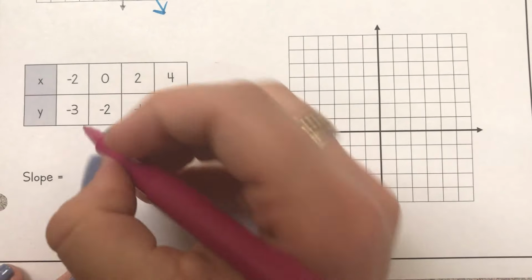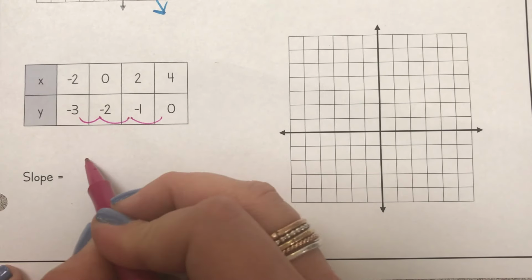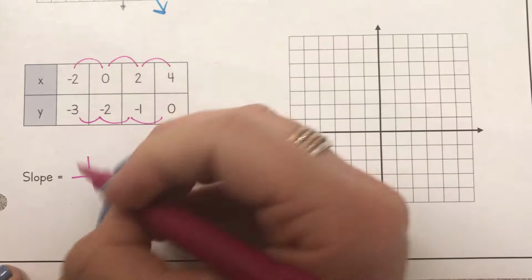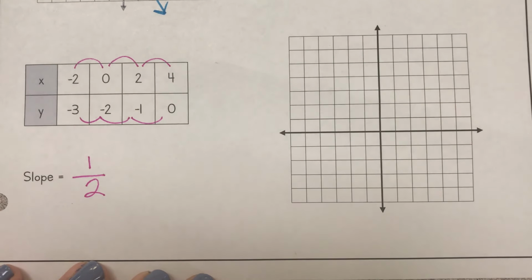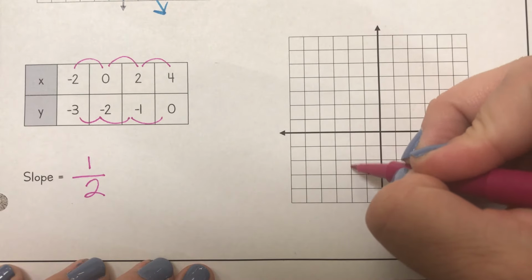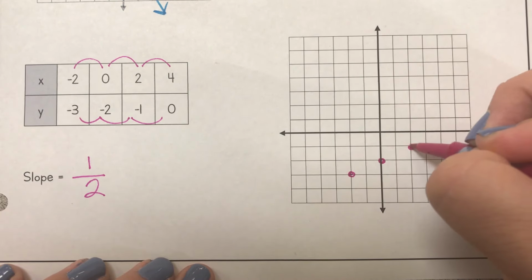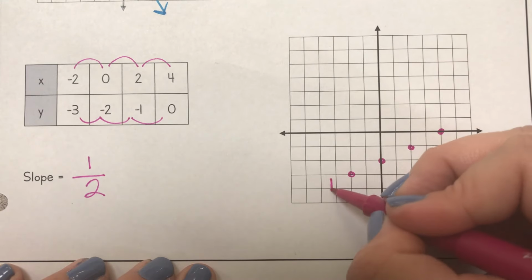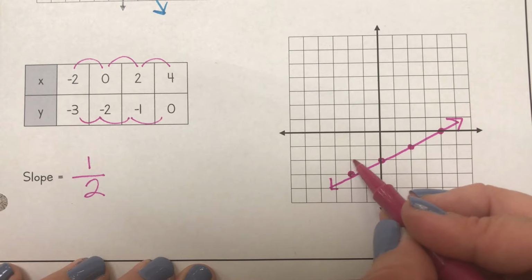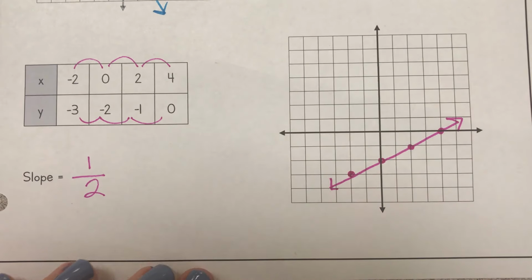Okay, so change in y. It's going up 1, up 1, up 1. Change in x, up 2, up 2, up 2. So our slope is 1 over 2. If I graph these points, negative 2, negative 3, 0, negative 2, 2, negative 1, 4, 0. Slope Dude from here to here would be going rise 1, run 2.